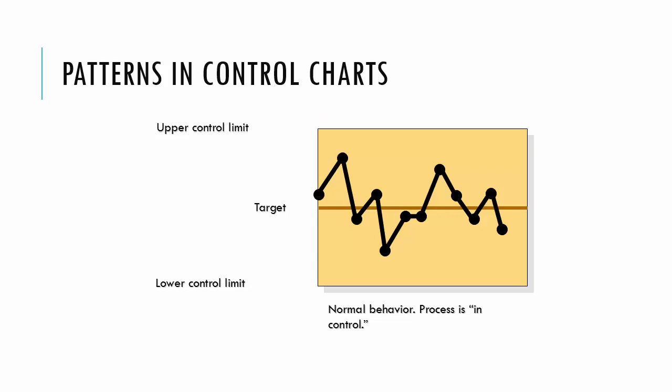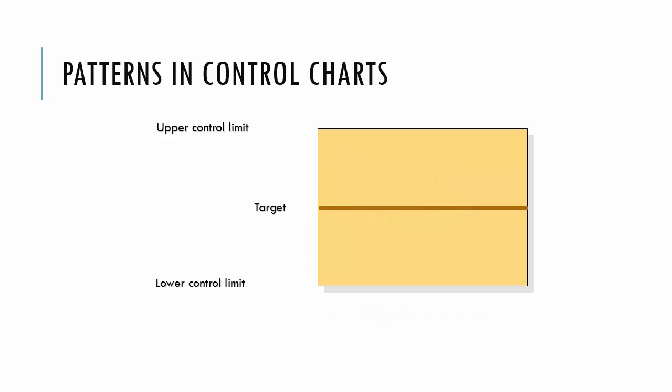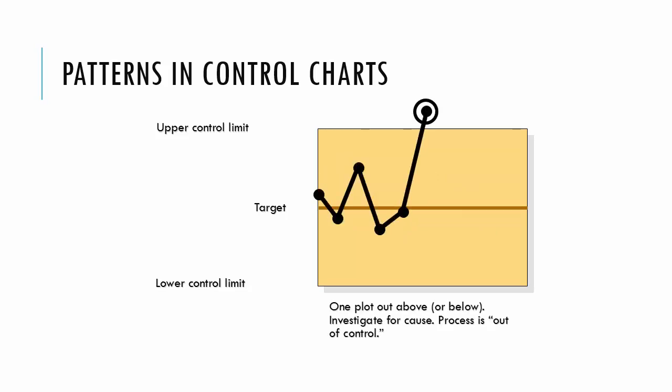So we see in this picture a normal pattern for a process that is in control. We would like to see that. This picture shows what we've been discussing up until now. A single point above, in this case, or below the limit indicates that the process is out of control and that we should look for assignable causes.